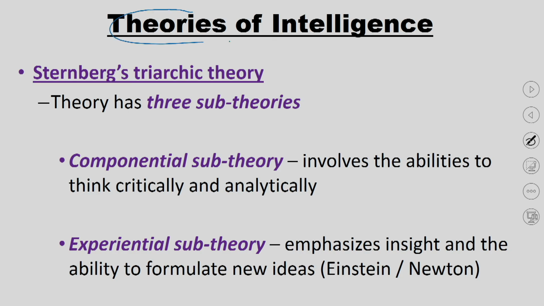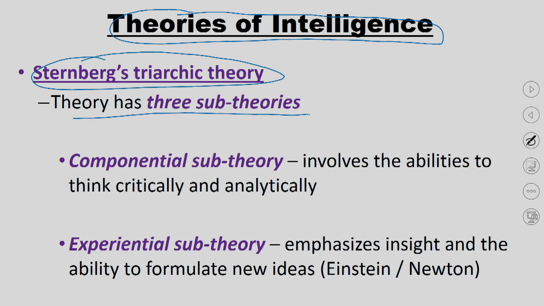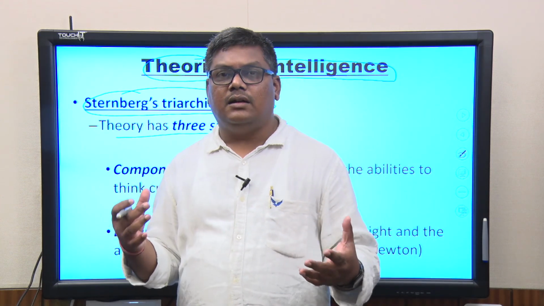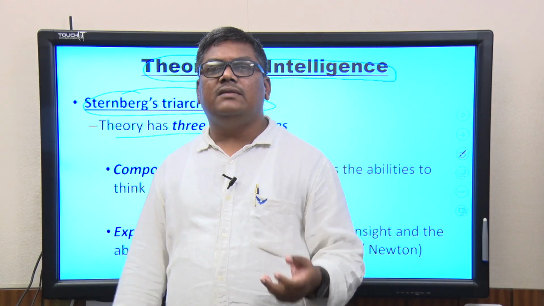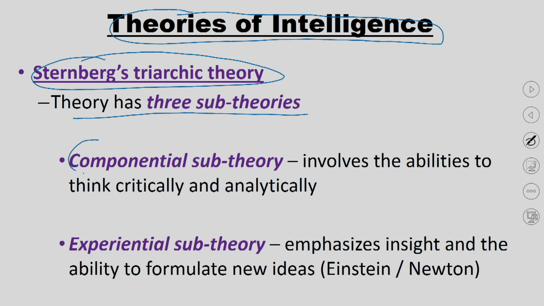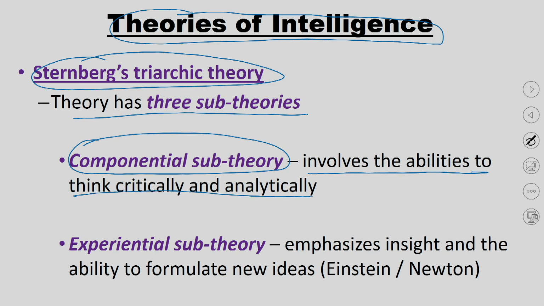A third theory of intelligence is called Sternberg's theory of intelligence. It is called the triarchic theory, and the theory has 3 sub theories. The idea is that intelligence is not just the basic processing mechanism, or just 3 systems interacting with each other. Sternberg believes that there are 3 types of intelligence, or 3 sub theories. For example, one is called the componential subtype of intelligence, which involves the ability to think critically and analytically.